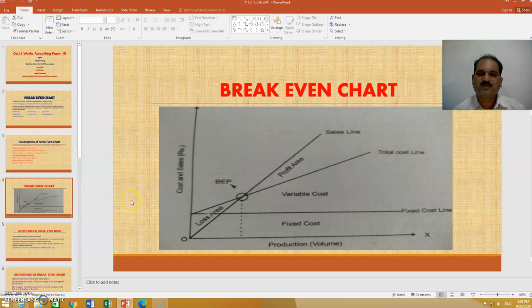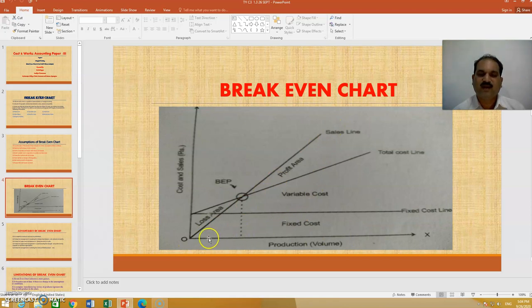Now let's see, on considering all these 7 assumptions, how we can construct a break-even chart. Just look at this break-even chart. On the x-axis you have production, that is the volume, and on the y-axis we have sales, that is the cost. At the O level we start the intersection. Now after the x and y axis, parallel to the x axis, we have drawn a fixed cost line. From the fixed cost line intersection, we have a line called the total cost line, and from the production line, we have a line called the sales line.